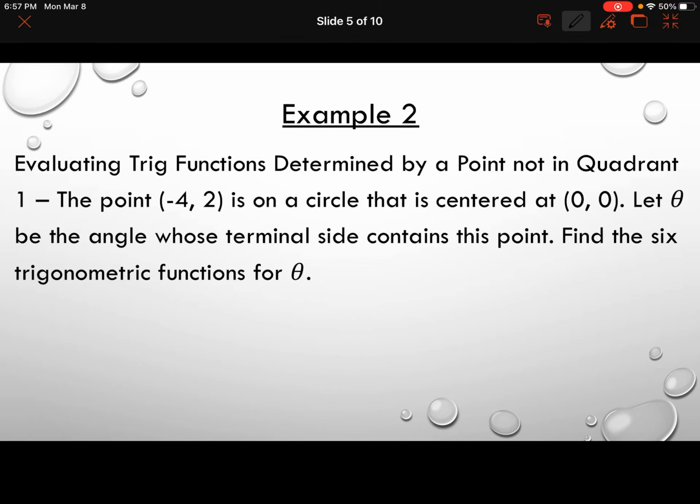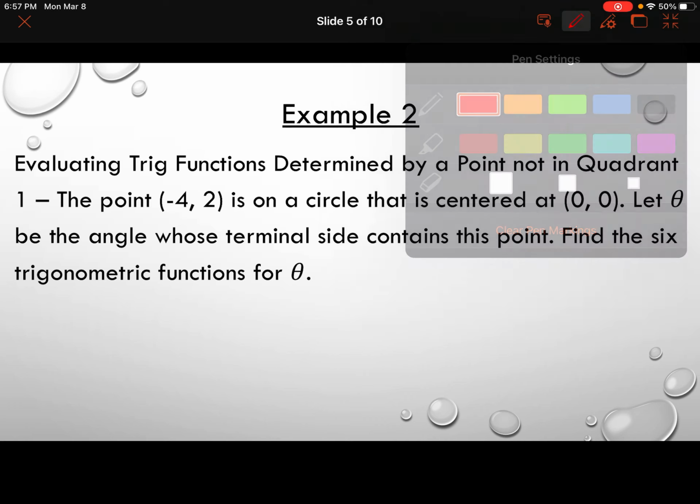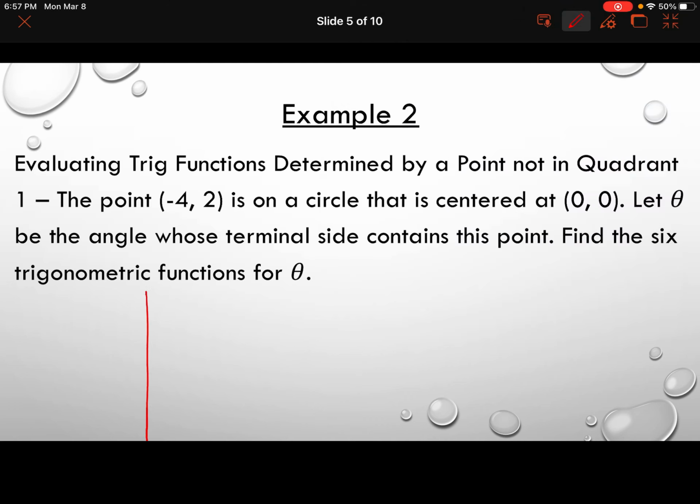Okay, so let's draw our little circle. We got our circle here. We have a point at -4, 2. So it's probably somewhere here, right? Okay, and we could draw our little triangle. So our theta this time around is actually this.